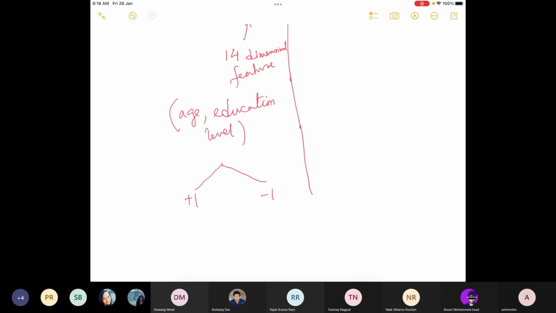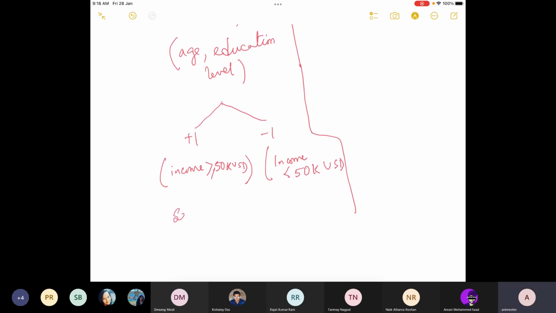Okay, income above 50K USD and income below 50K USD. Okay, so these are the two different classes. So income greater than or equal to 50K USD, this is the positive class, and the income below 50K USD, this is the negative class.